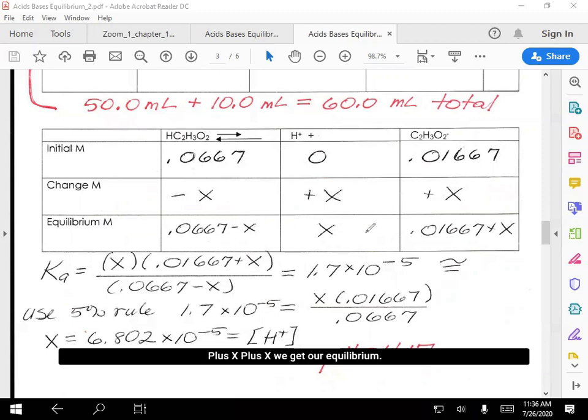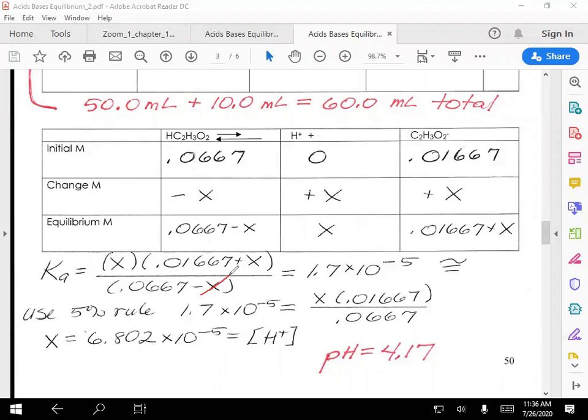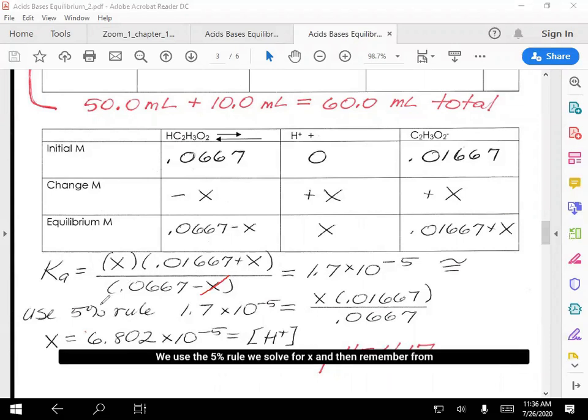We get our equilibrium. We set up our equilibrium expression. This is the same acid, so we use the same value for the Ka. We're going to assume this X is small, so we can simplify the equation. We use the 5% rule. We solve for X. And then remember from our table here that the X is the concentration of hydrogen ion, and that's how we get the pH.